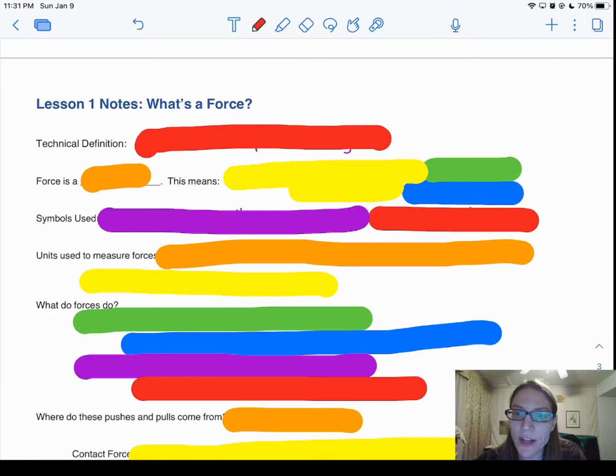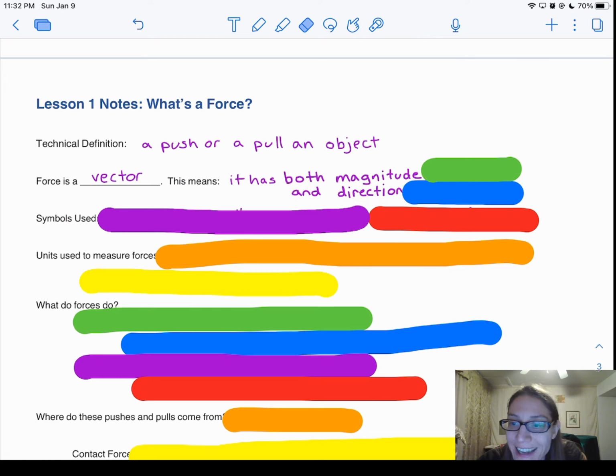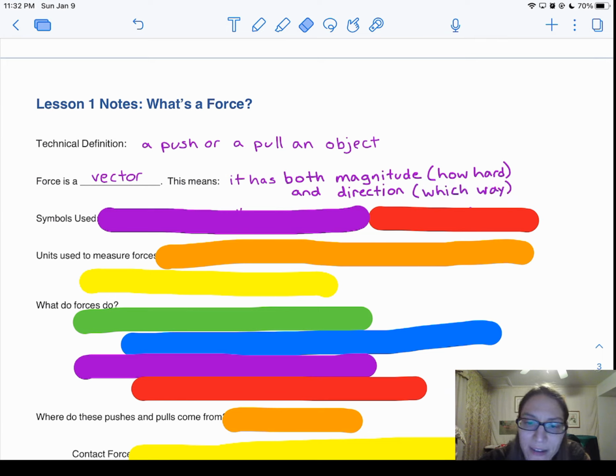In this video we're going to talk about Lesson 1 in Unit 4, which is: what's a force? We're going to start with the technical definition of a force, which is just a push or a pull on an object. What you need to know is that a force is a vector. Whoa, the V is missing. There you go. A force is a vector. That means that it has both magnitude and direction. Magnitude means we need to know how hard you're pushing, and also which way. That's the direction.